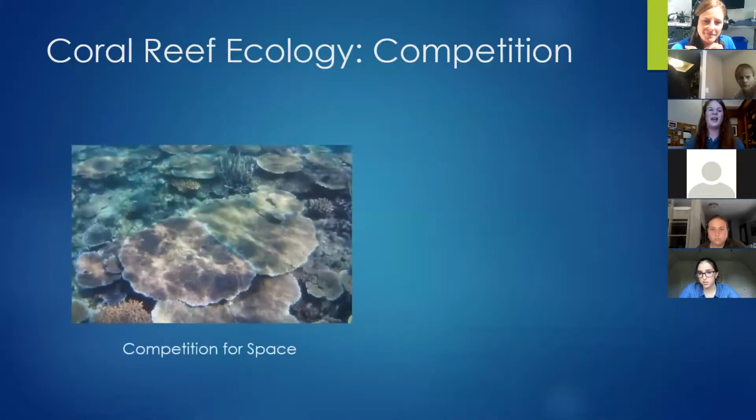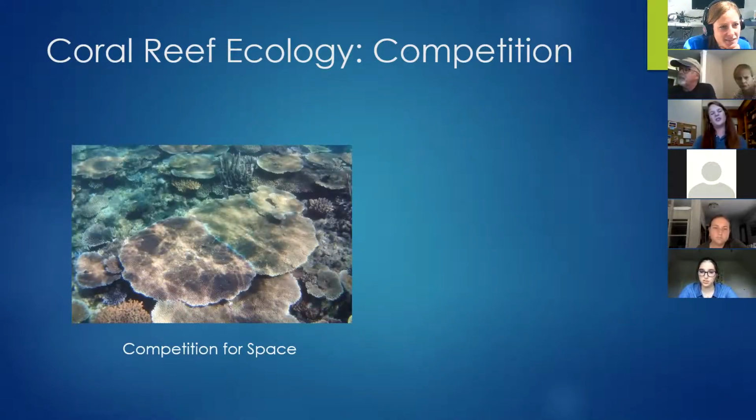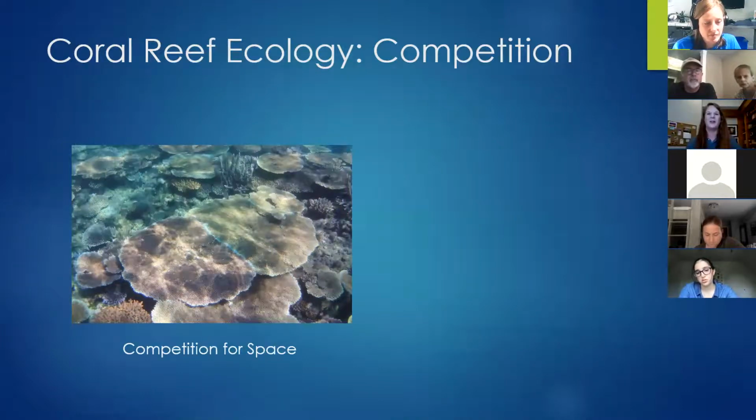So a fun thing I want to talk about that happens among corals and also between corals and algae and between corals and sponges, but we're going to focus on coral and coral competition. So on the reef, space is limited. A healthy reef has 100% coral cover, which means there's only so much space for colonies to settle and grow. So what happens are these little mini slow motion battles on the reef where corals are vying for space to be able to grow bigger.